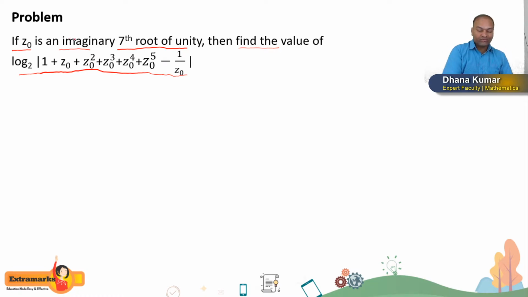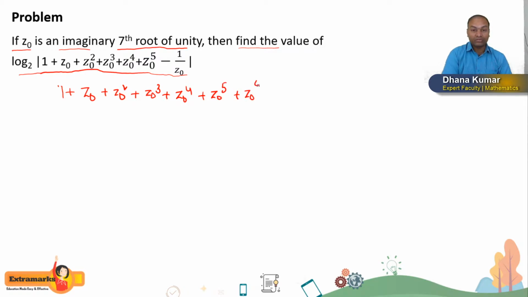So first, 1 plus the sum of seventh roots of unity: 1 plus Z0 plus Z0 square plus Z0 cube plus Z0 power 4 plus Z0 power 5 plus Z0 power 6, up to what?